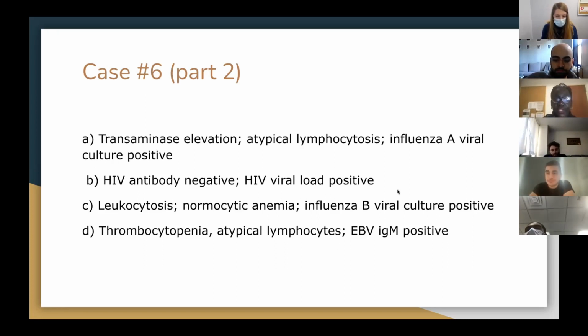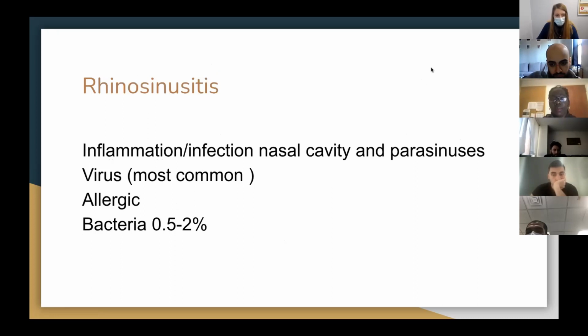Thank you very much. So in this situation, EBV will cause thrombocytopenia because of the splenomegaly, atypical lymphocytes, and of course the IgM, which is for acute infection, will be positive. There's a lot of overlap with HIV. So if you're thinking HIV, it could also have the thrombocytopenia and atypical lymphocytes as well. In that situation, you want to make sure that you are testing for the 4th generation antigen antibody for HIV, as well as the viral load.